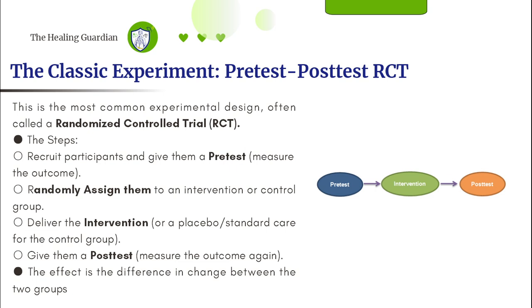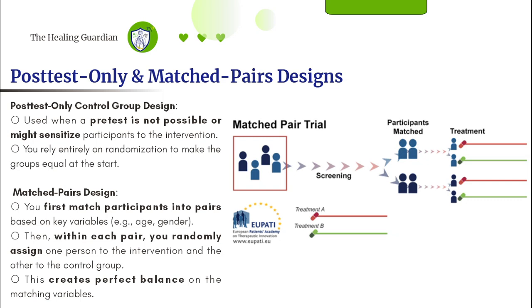After some time, do a post-test, that is a test after the test. Measure the outcome again. Then the effect is the difference in the change between the two groups. Then the last part will be the data analysis that we will see at the end. That is the classic experiment for most clinical trials, testing drugs, scientific interventions. If you don't use a randomized controlled trial, you can use a post-test only or matched pairs design.